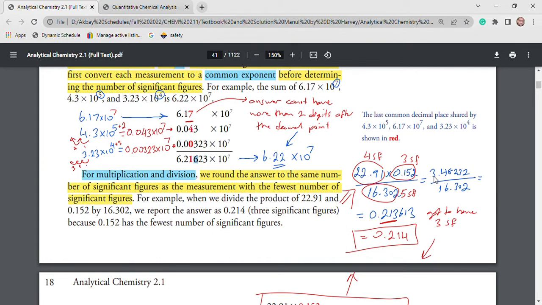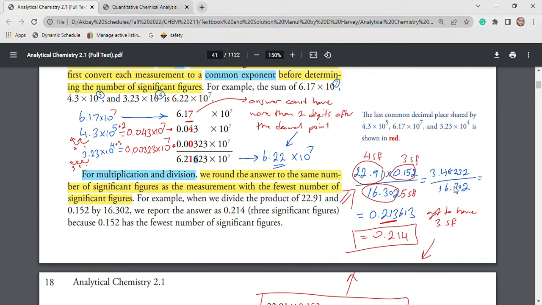3.48. But because we have division left, we keep a 2, the second uncertain number, or the third, and then after we divide it by this, because we know that the answer cannot have more than 3 sig figs.